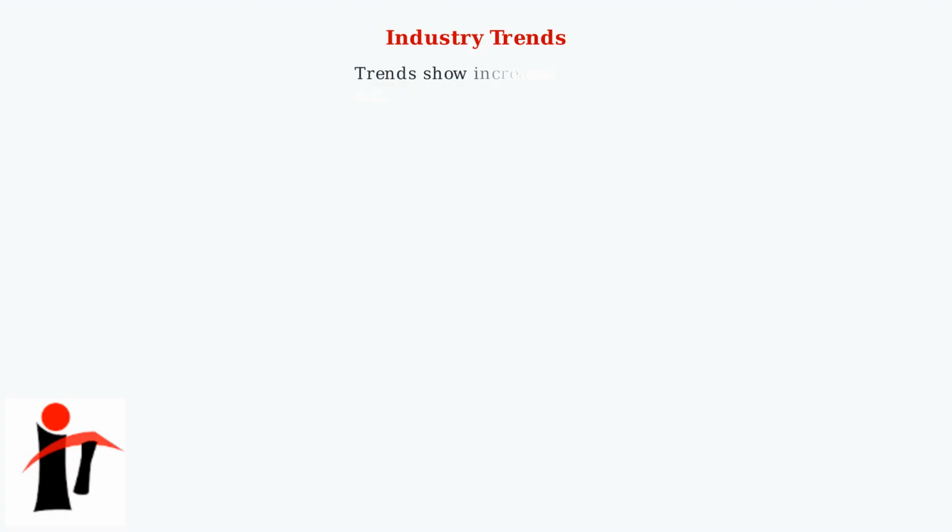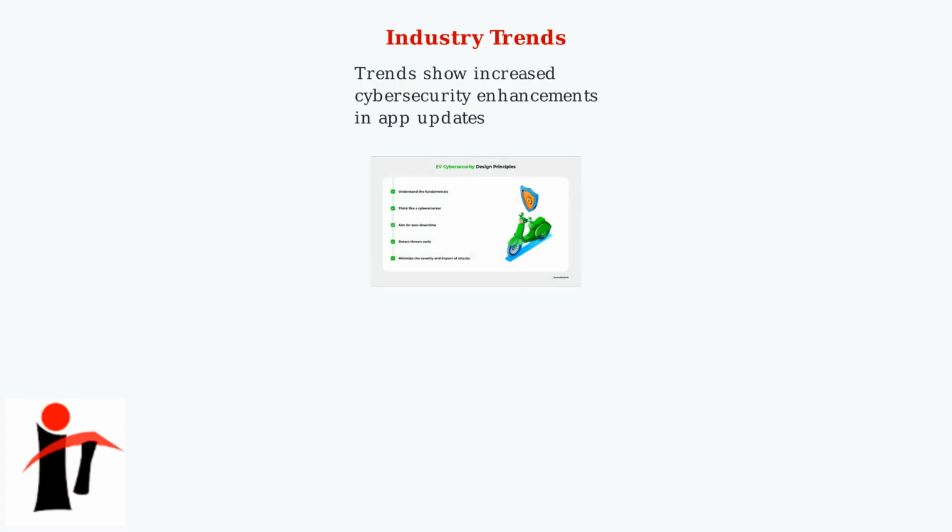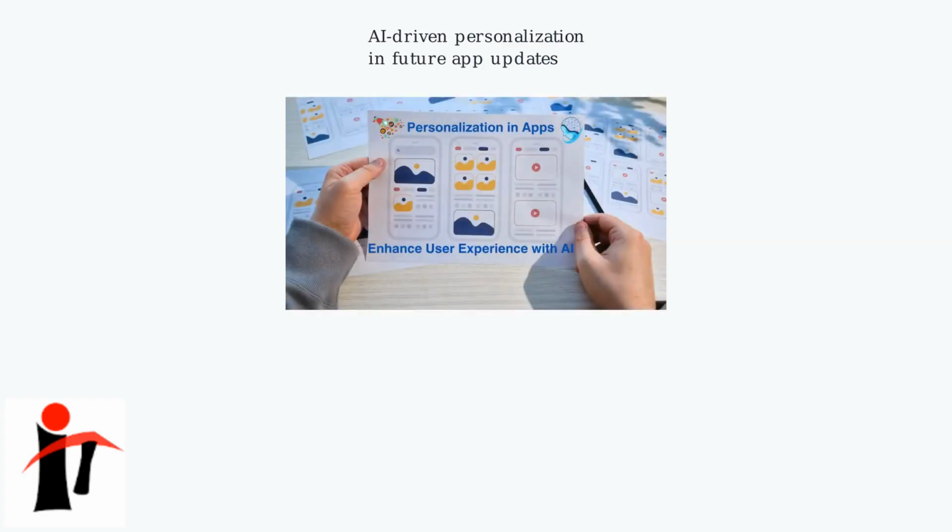Current trends in the industry highlight increased focus on cybersecurity enhancements for app-based rentals. This includes advanced encryption methods and proactive threat detection to protect user data and vehicle access. Future trends point to AI-driven personalization in app updates, where the system learns user preferences to provide customized rental recommendations and seamless experiences. Looking ahead, Tesla aims for 50% of all rentals to be completely app-only by 2030, representing a significant shift toward fully digital vehicle access and rental experiences.